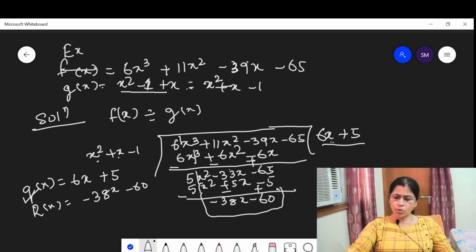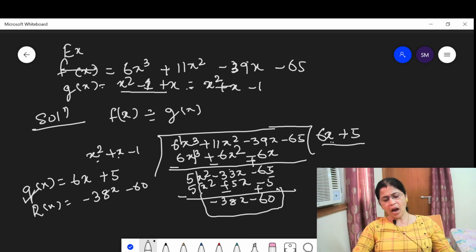Here in this question, the question is asked to find out the quotient and remainder. By solving the division, we get the quotient 6x plus 5 and the remainder minus 38x minus 60. As I have told you, students, tell me, when we get the remainder 0, what does this mean?